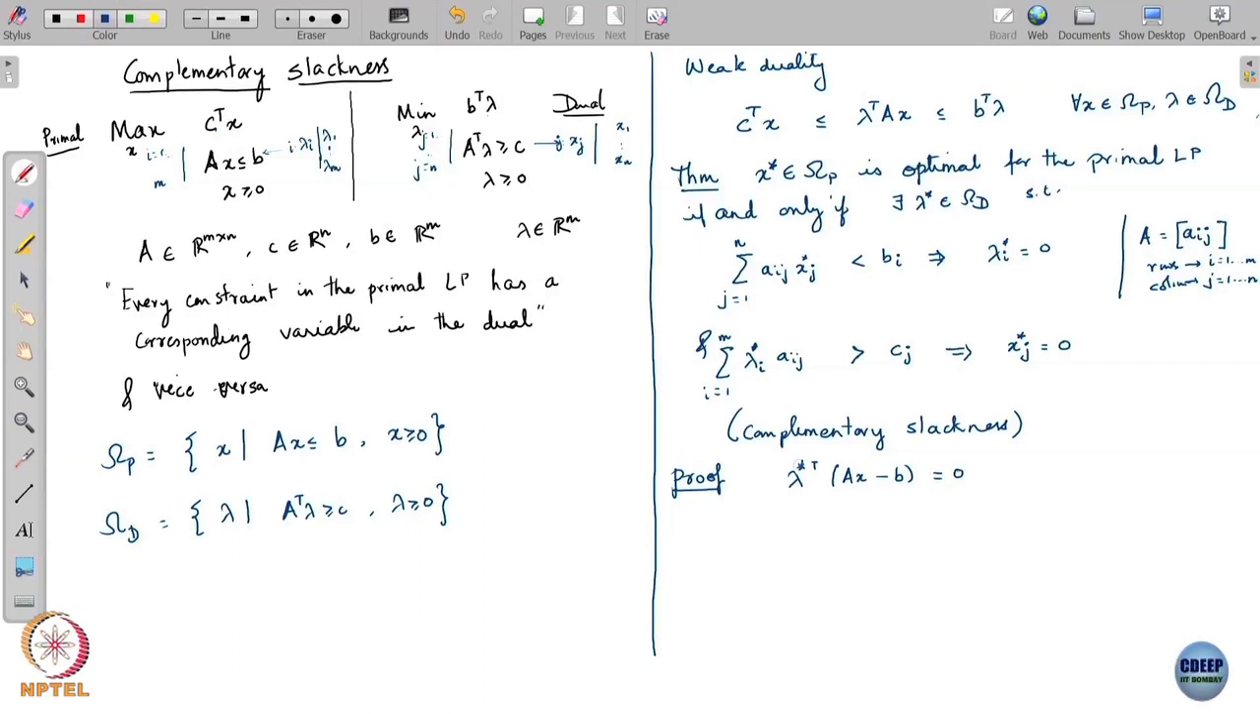The reason is because I know that b minus Ax is always greater than or equal to 0. Since b minus Ax is greater than or equal to 0, and moreover lambda is also greater than or equal to 0, their inner product will be 0 only if, when there is slack in one of them, the other one must be zero, right? So this would be a compact way of expressing this.